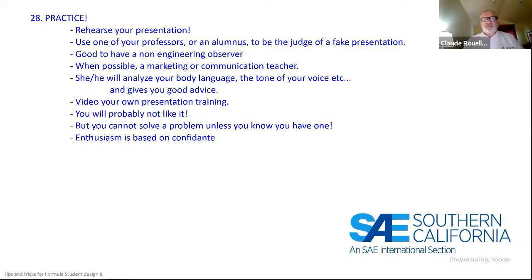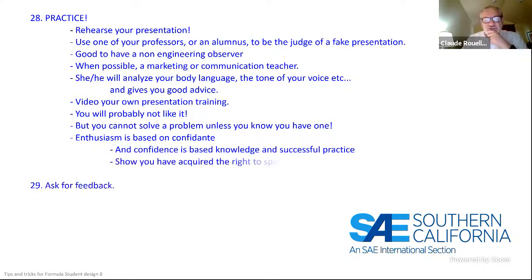There are some of the teams that say, oh, no, stop, I have another question. Yeah, but I want to show you something on the car. But the problem is that confidence comes from training and knowledge. So the confidence is based on knowledge and successful practice. Show that you have acquired the right to speak about what you say that you know.